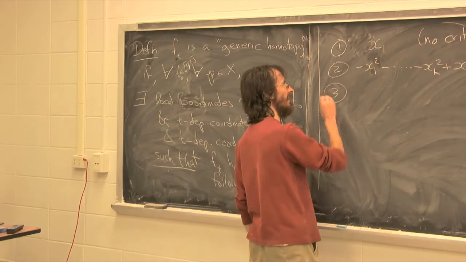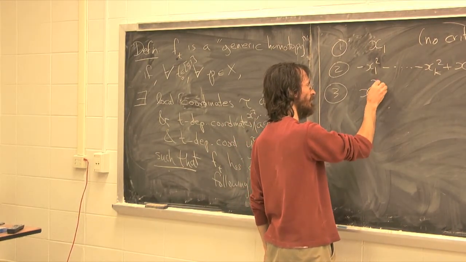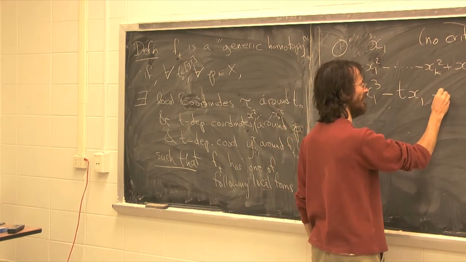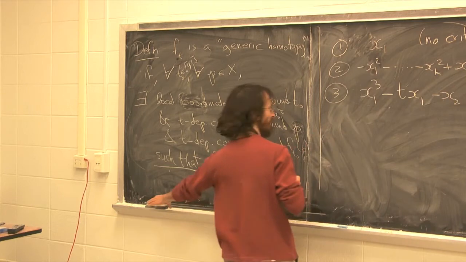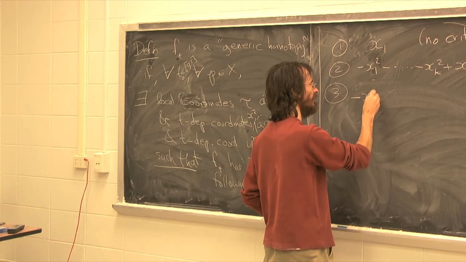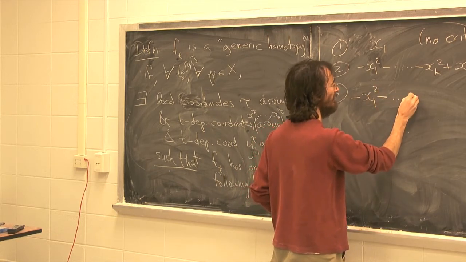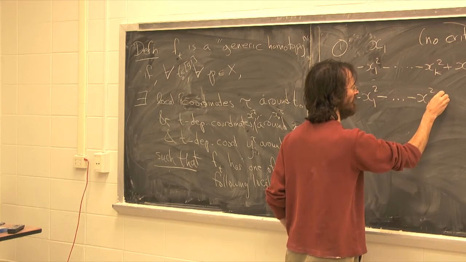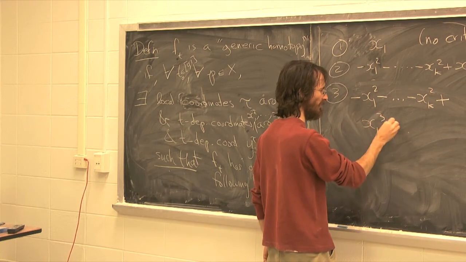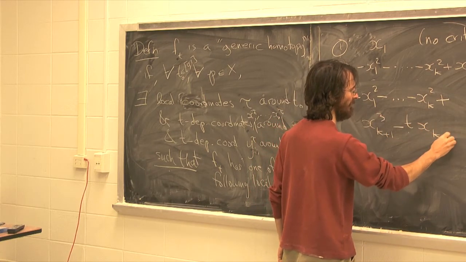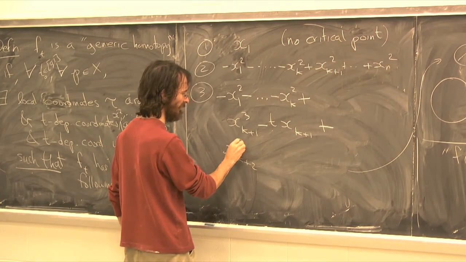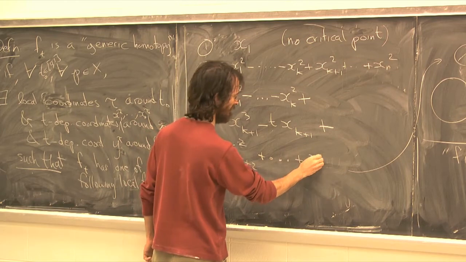And then the third thing is the x1 cubed minus tx1, and then we go minus x2 squared. Actually, let me write it differently. I'm going to go minus x1 squared minus dot dot dot minus xk squared plus, put another line here, xk plus 1 cubed minus txk plus 1, and then plus xk plus 2 squared plus dot dot dot plus xn squared.